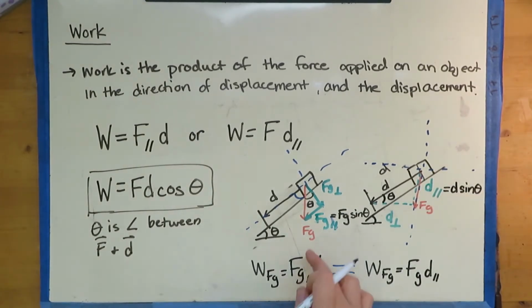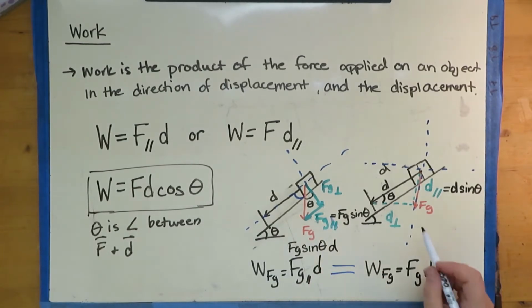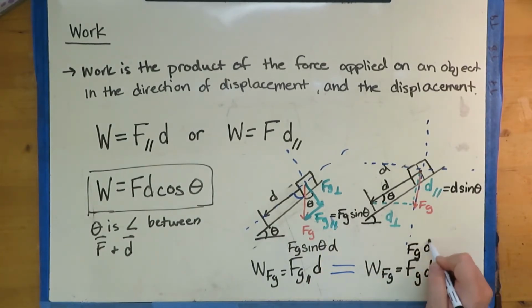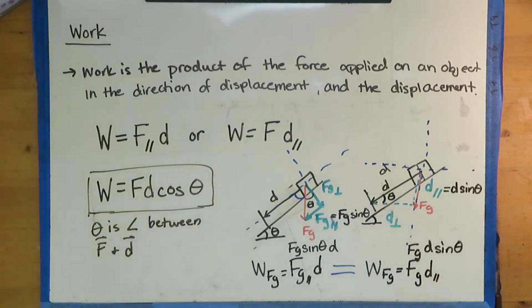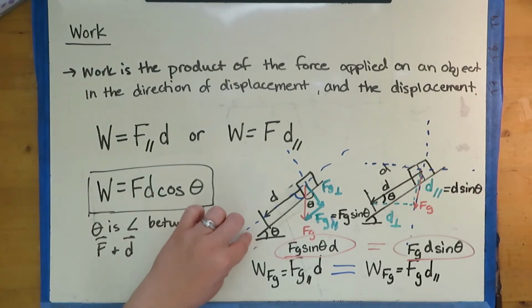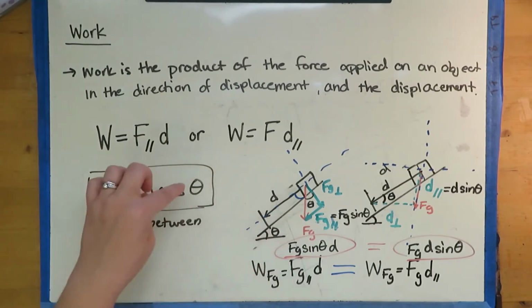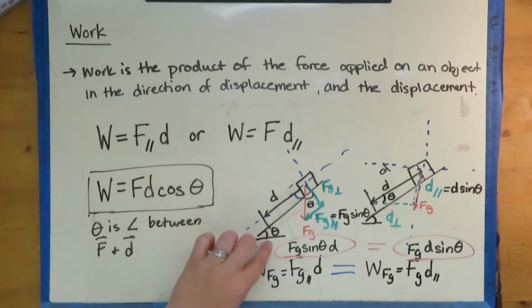So if I were to sub in those two equations here, I would get F_g parallel as F_g sine theta times d, and over here I would get F_g times d sine theta. And then these two statements are equivalent. So these are equivalent definitions of work, but they don't match this equation that's on the formula sheet. And that's because the angle they defined here is theta, whereas this theta is not that theta. This theta is basically 90 minus the theta that's here in this diagram.